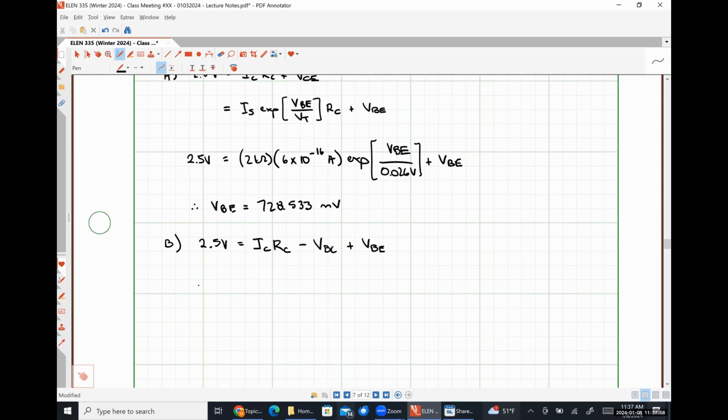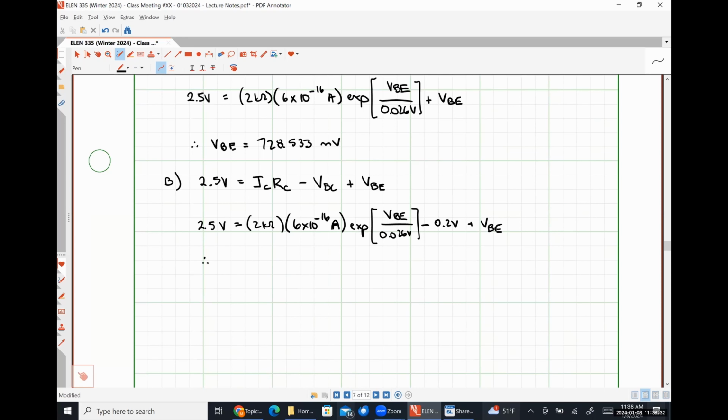So plugging in numbers and jumping ahead to where we can express IC in terms of VBE, this is going to look like 2.5 volts is equal to 2 kiloohms times 6 times 10 to the negative 16 amps times EXP of VBE over 0.026 volts, minus 0.2 volts plus VBE. And we can solve this for VBE.